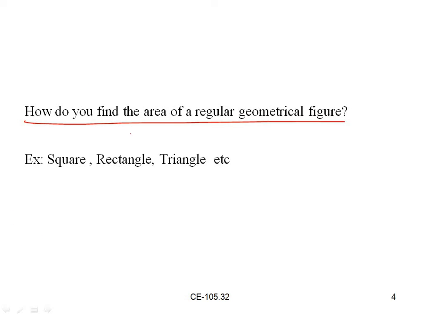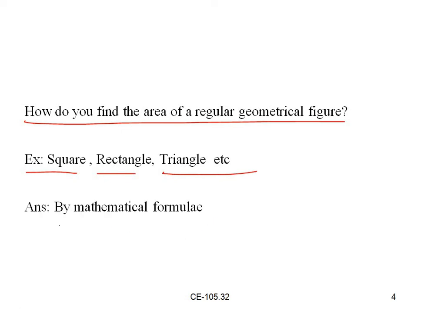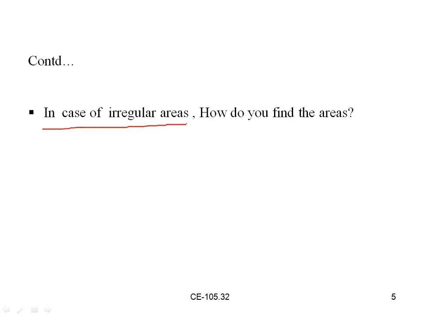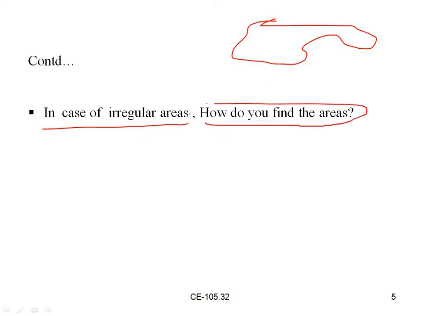For example, how do you find the area of a regular geometrical figure, for example square, rectangle, triangle, etc.? That is answered by mathematical formula. You know everyone, with the help of mathematical formulas we will find the area of a square, rectangle and triangle. But irregular areas will be zigzag in this type. Okay, these are all irregular areas. They are not of any equal shape. So how do you find these types of areas? So let us see here.